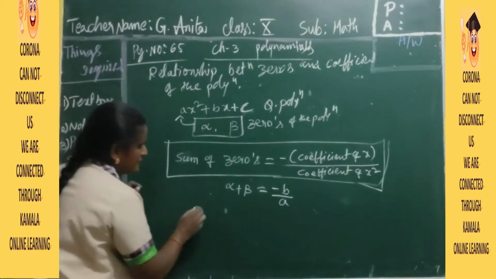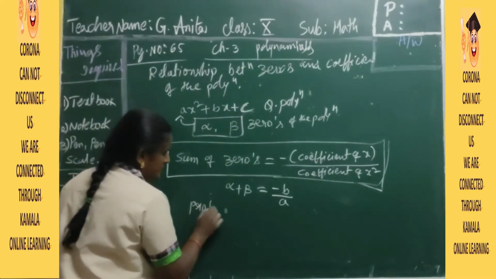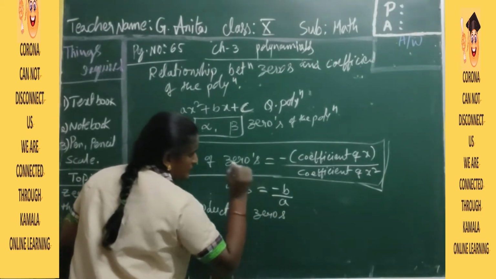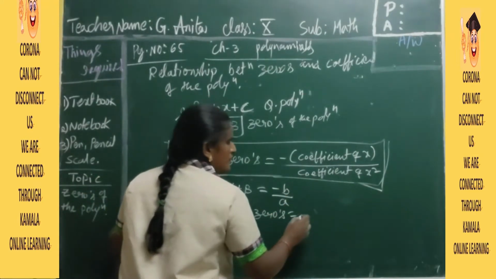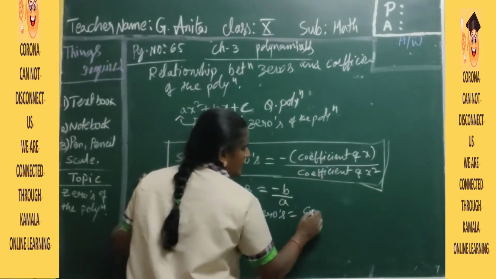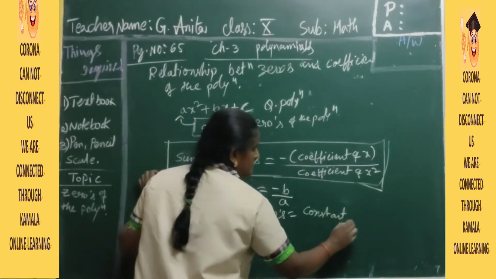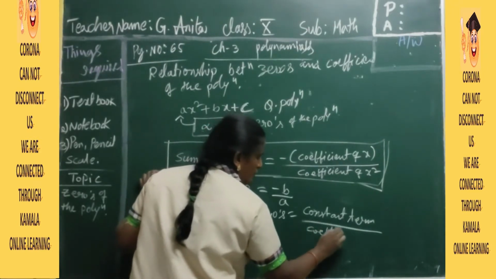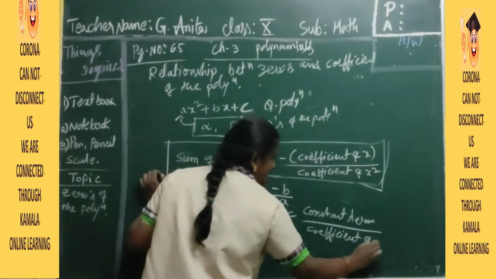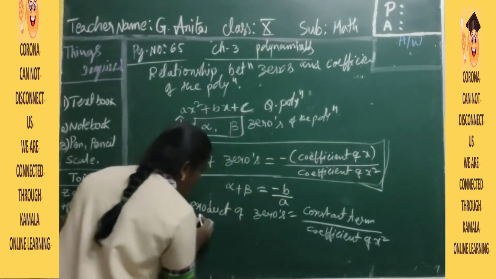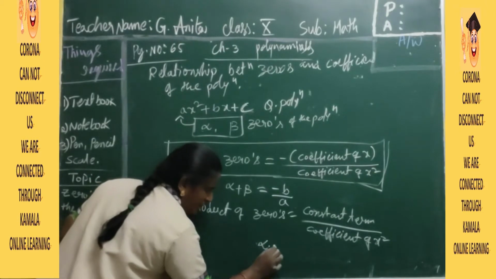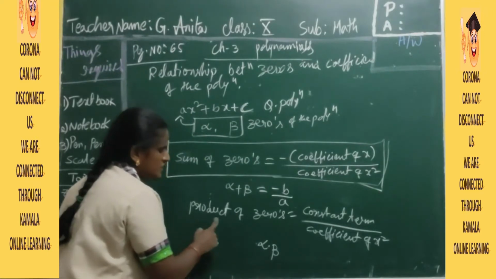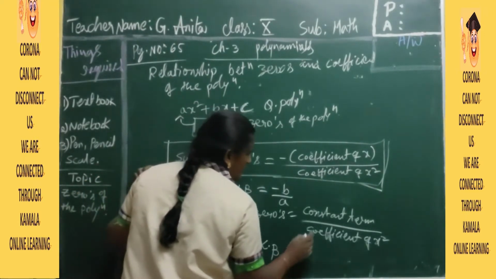Next, coming to product of zeros. Product of zeros is equal to constant term by coefficient of x square. So the constant term over the coefficient of x square represents alpha into beta. Here the into symbol represents product. Alpha into beta is equal to the constant term.